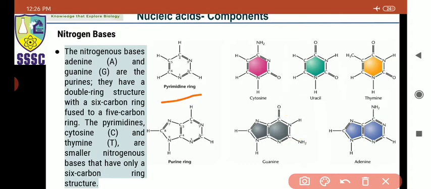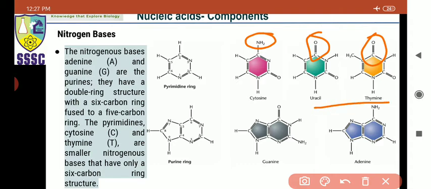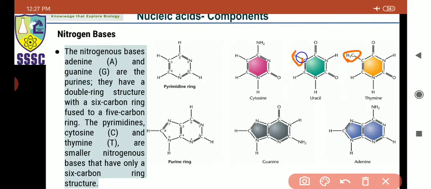Whereas in pyrimidine, CUT, cut. C means cytosine, U means uracil and T means thymine. So cytosine has an NH2 group and the other 2 have a ketone group. Uracil and thymine differ with respect to the methyl group. Here there is a CH3 group, here is the hydrogen.